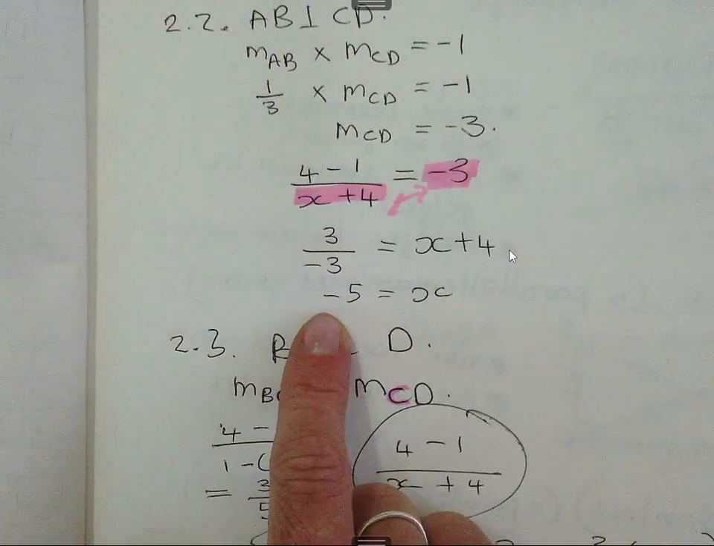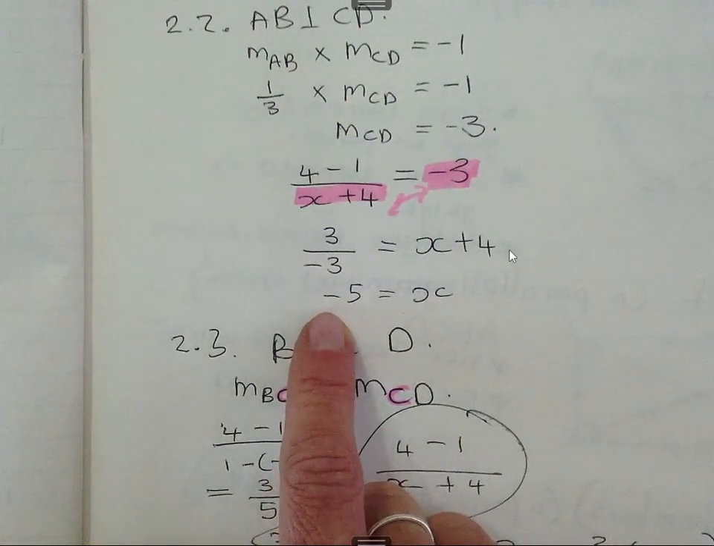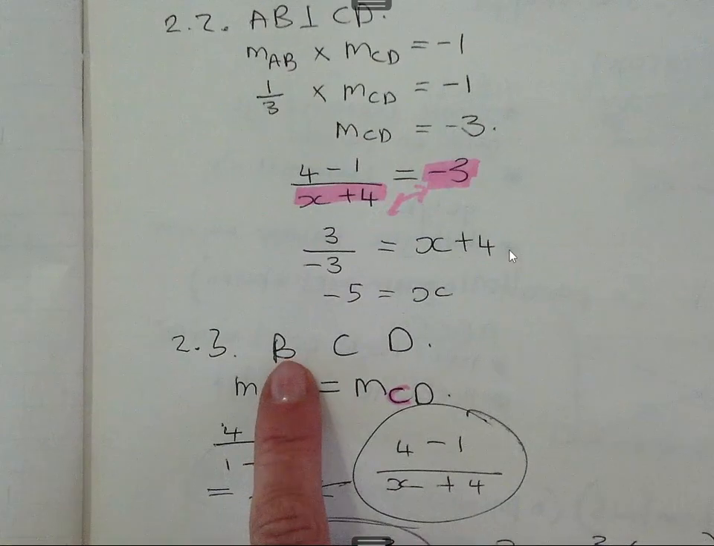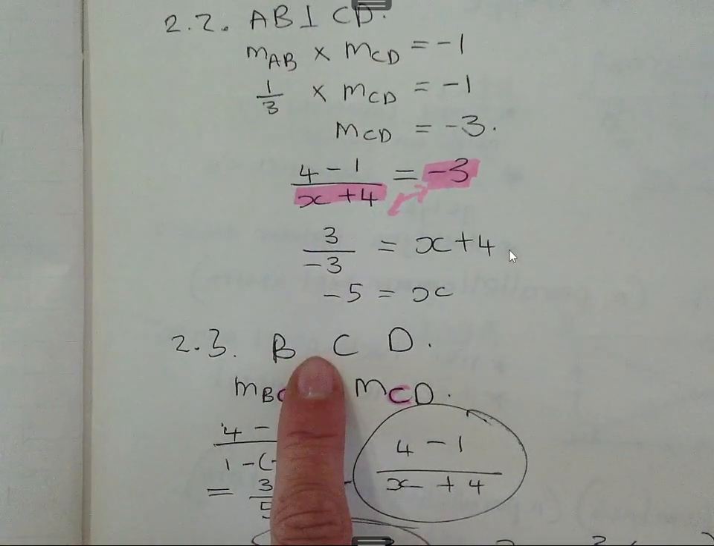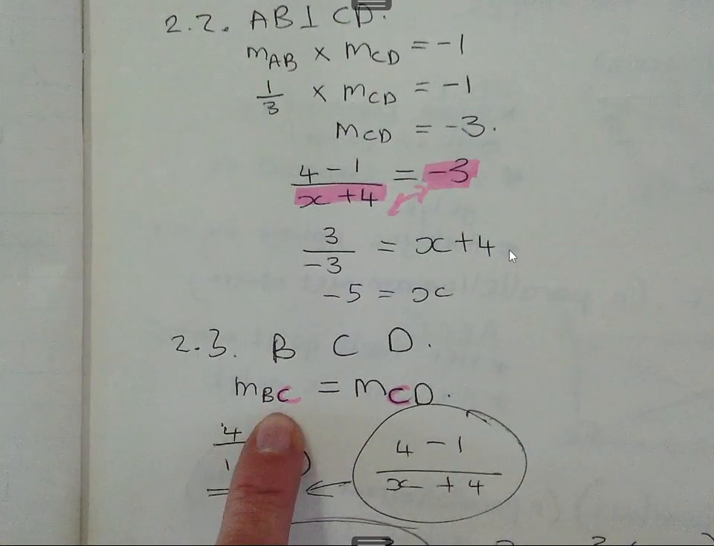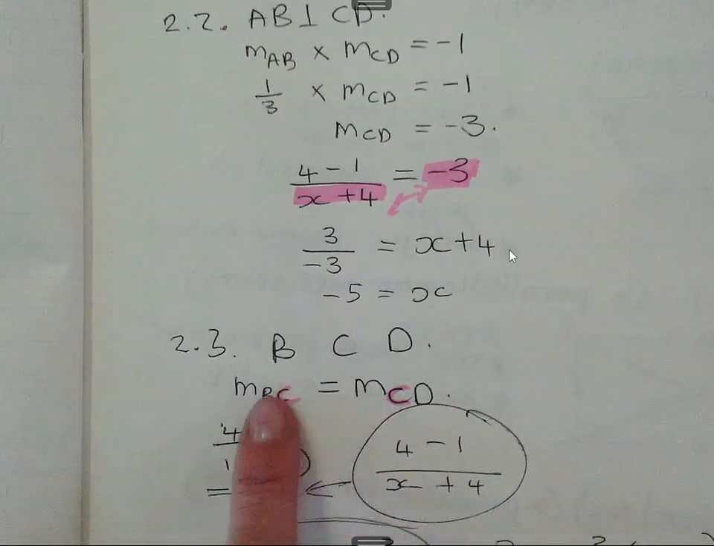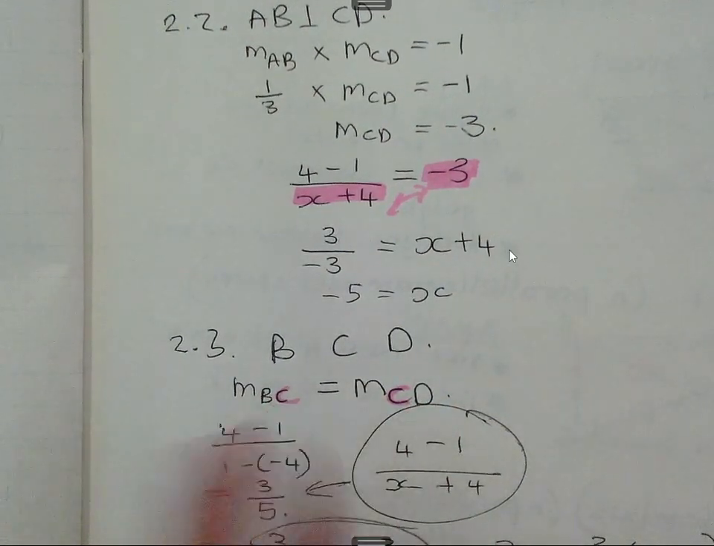The last one was on collinear points. So they ask you to show that B, C and D are collinear. That means that the gradient of BC is the same as the gradient of CD. Do you see there's my common point? C is in both of them. So I only need to calculate 2 gradients.